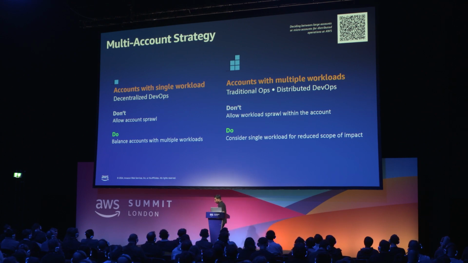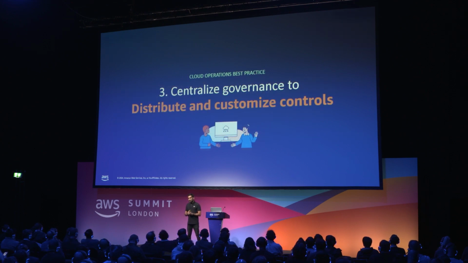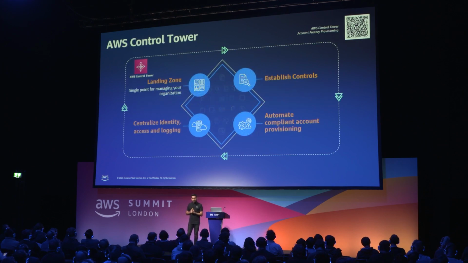But now that we have defined our multi-account strategy based on our operating model, the next best practice, or third one in this space, is centralized governance to distribute and customize control. What we are saying here is that now that we are managing accounts through AWS Organizations, we want to make sure all the similar guardrails and processes are baked across all accounts. And the service you can use in this regard is called AWS Control Tower. It's a managed service for managing multi-account environments.